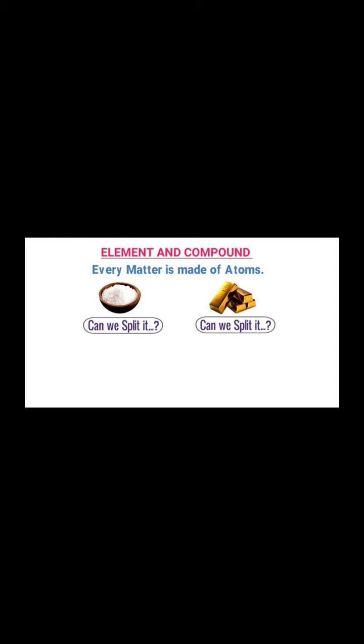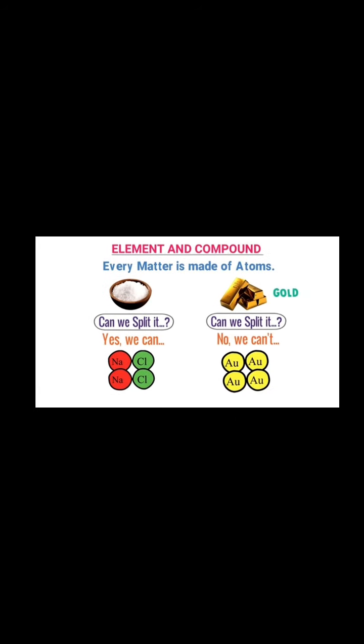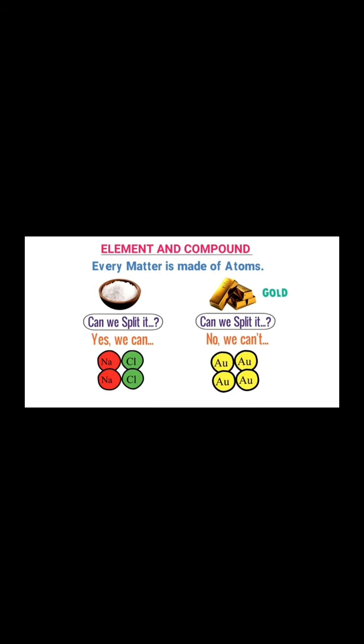Can we split sodium chloride into two simple atoms? Yes, we can split sodium chloride into two different atoms, sodium and chlorine. Can we split gold into two simple atoms? No, we can't, because gold is made up of only one kind of atoms, that is Au.